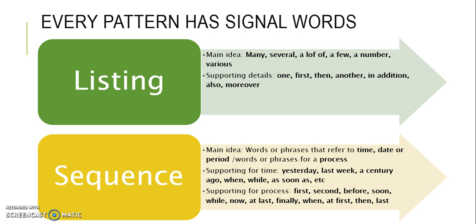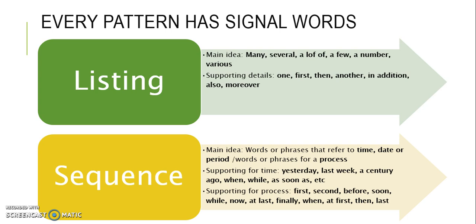Pay attention to the ideas that I'm placing here in sequence. Because in the sequence section, we have 2 types of sequence. We have the sequence of events in time and the sequence of process. If we have a sequence of events in time, this is going to be similar to the reading of Marco Polo, where we had a sequence of events in time.